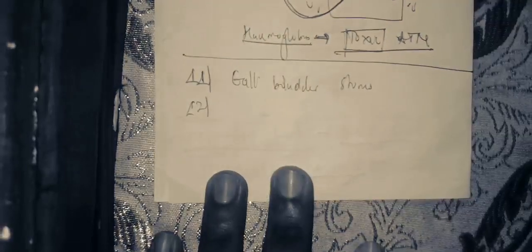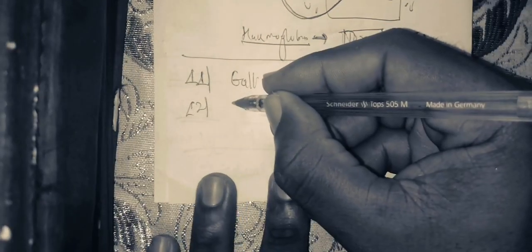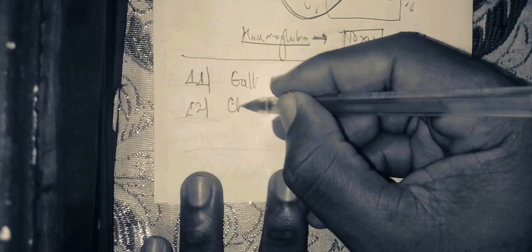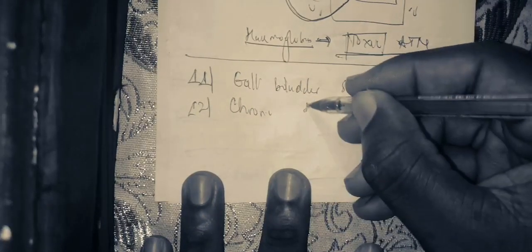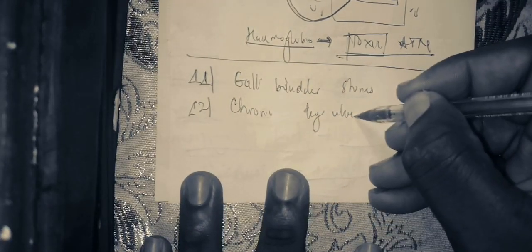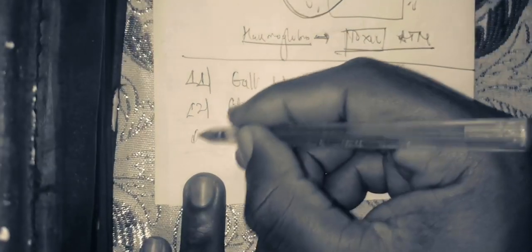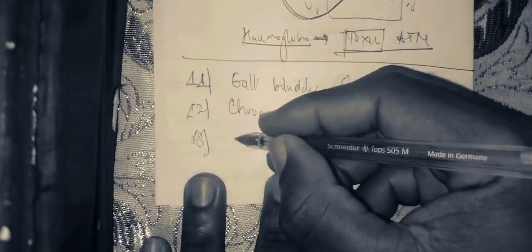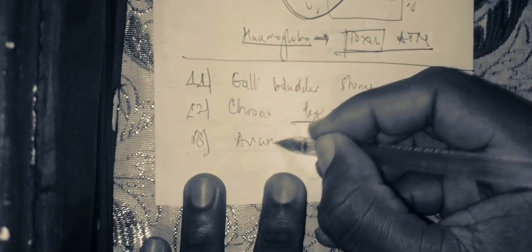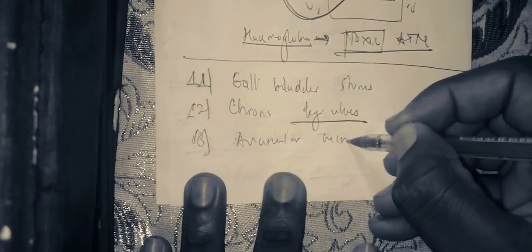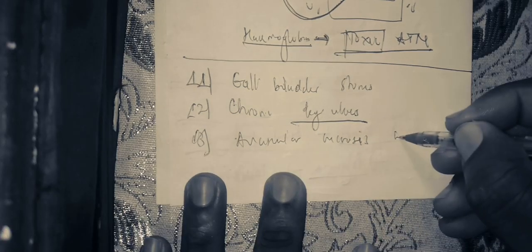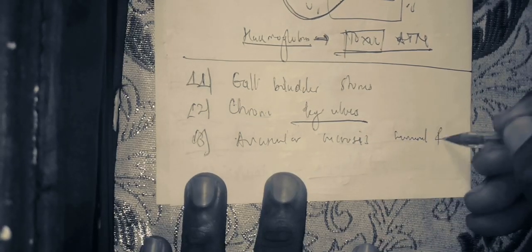Number 12, we are going to have a chronic leg ulcer, and we have chronic leg ulcer because of reduced perfusion of the lower extremities. Number 13 is avascular necrosis of the humeral and the femoral head.